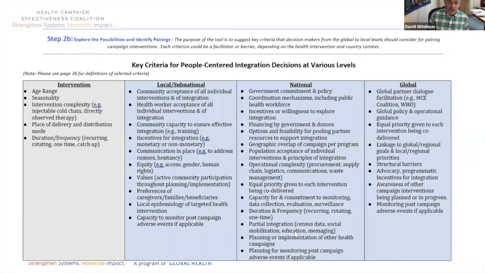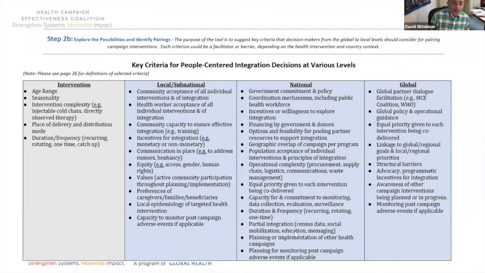I won't go through all of these in detail, but as you can see with the global, we're talking about: are there global policies from WHO, from others that can inform the decision on integration? At the national level, are there some operational complexities, for example, that could be a barrier of working between ministries, between the malaria program and the program that's within the ministry that is operating neglected tropical diseases? Are there barriers, or does this exist hand in hand?